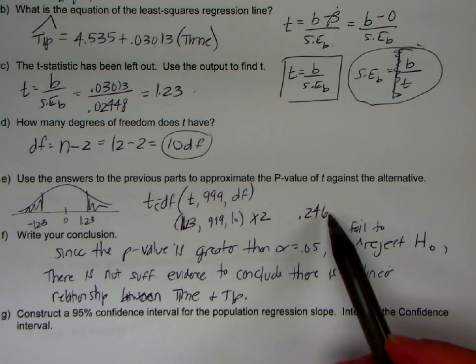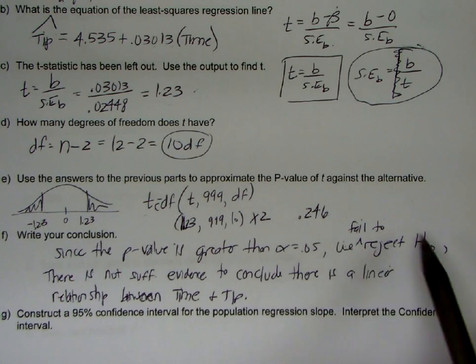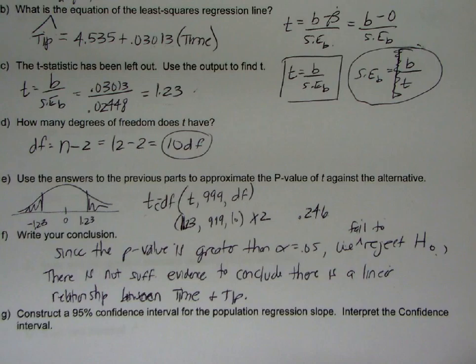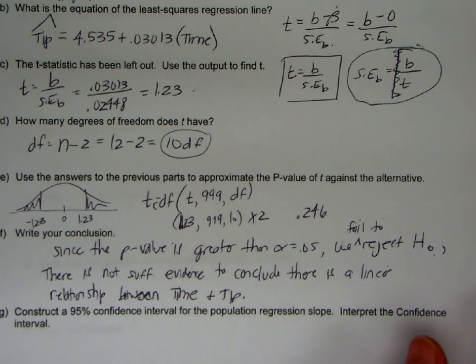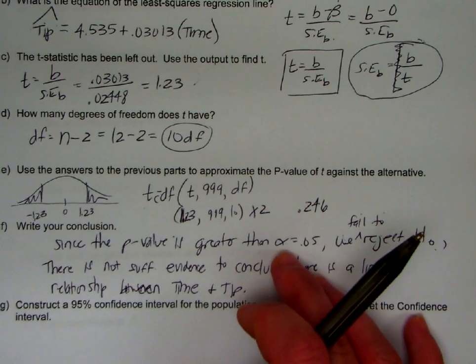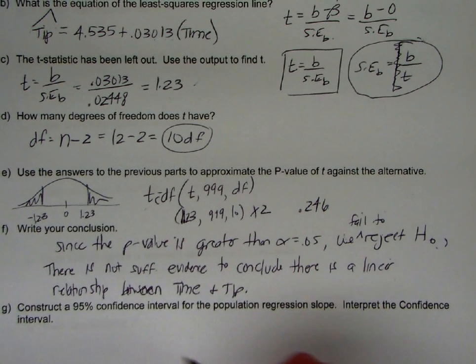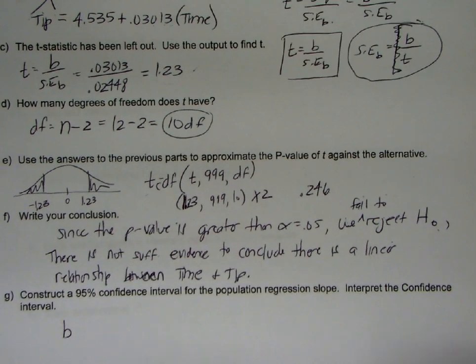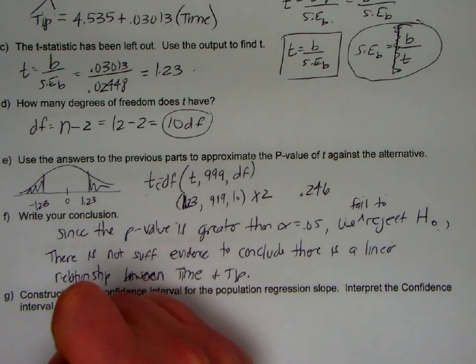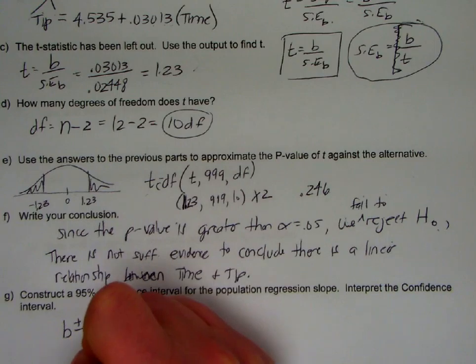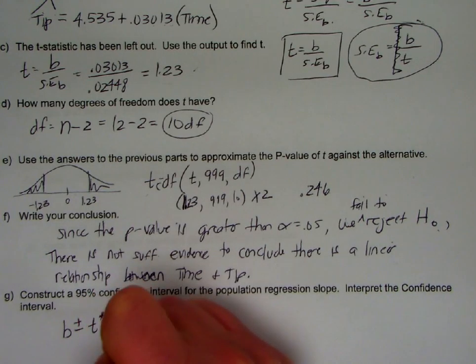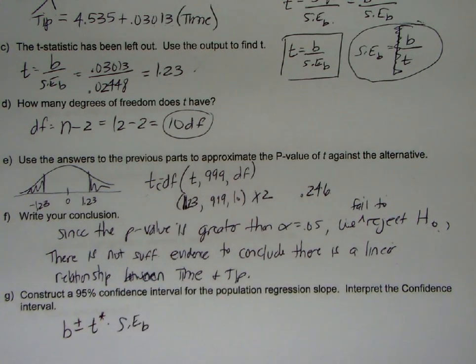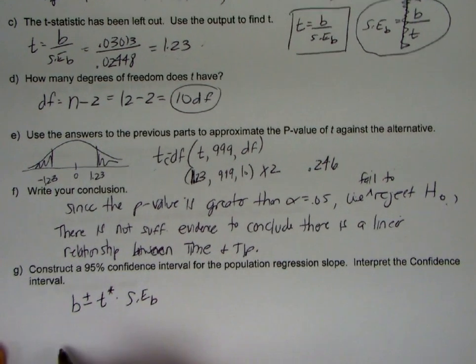So p-value is large, it's greater than alpha. We fail to reject H0. Not sufficient evidence to conclude the alternative that there is a linear relationship between time and tip. Now if we wanted to create a confidence interval, the formula is you start with beta, b, you don't know what it is. You add and subtract the t star times the standard error of the slope.